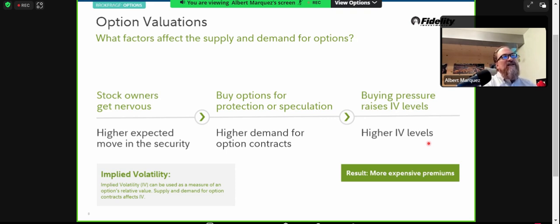Again, the implied volatility really can be used as a measure of an option's relative value, right? So supply and demand, just as I was saying. But the bottom line is this: we get a situation where options are being bought. The result is more expensive premiums. So again, thinking back to what I was saying before, if nothing has changed with that particular option, nothing has changed with the underlying price, nothing has changed with the strike price, it's still the same day, so nothing's changed in days to expiration, there's really only one thing that can explain the change in premiums. That, of course, would be higher implied volatility levels.